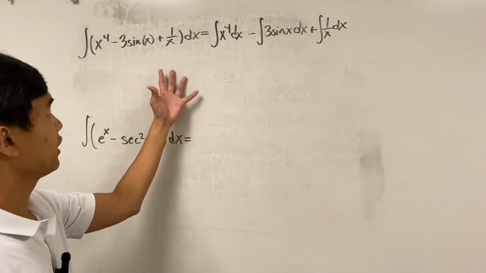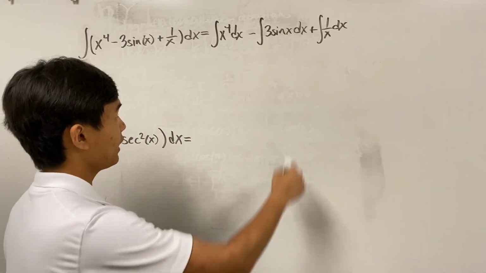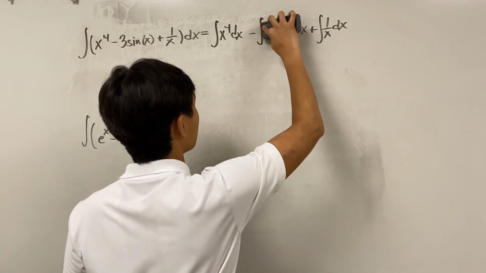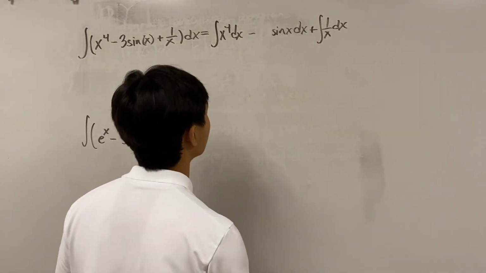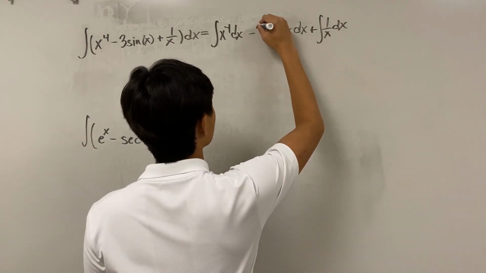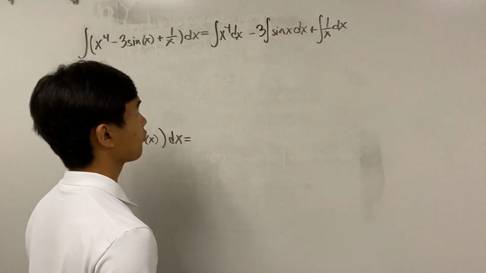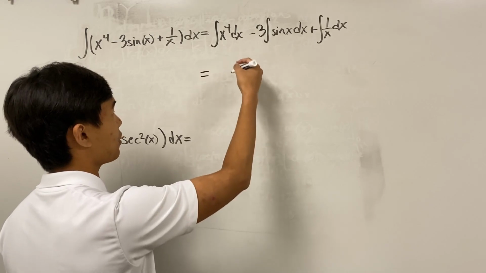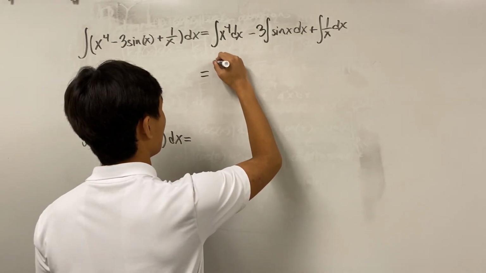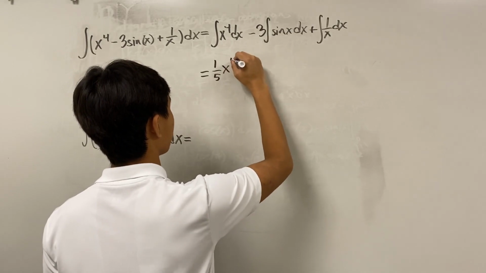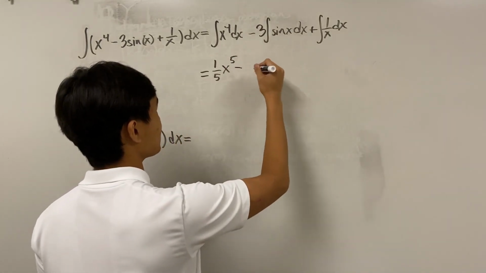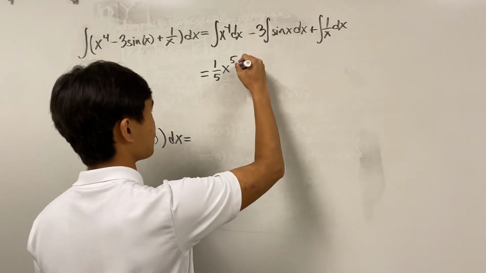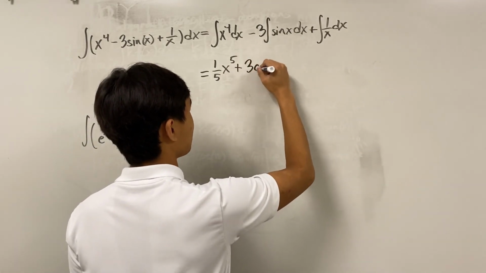So we split into 3 integrals. And now let's take the 3 out from inside the integral, move it outside, like this. And now we can evaluate each of them one at a time. So here, using the power rule for integrals, this is 1/5 x to the 5th minus, the integral of sine is negative cosine, but that minus cancels this minus, so this becomes a plus 3 cosine of x.